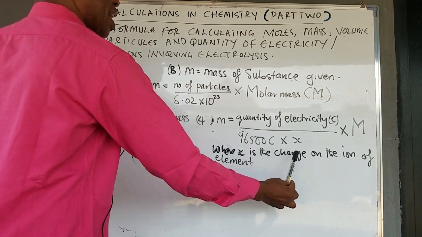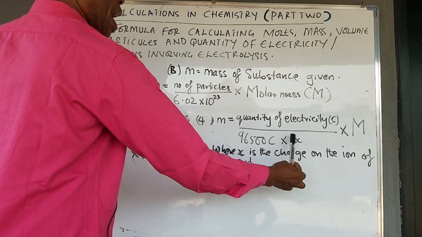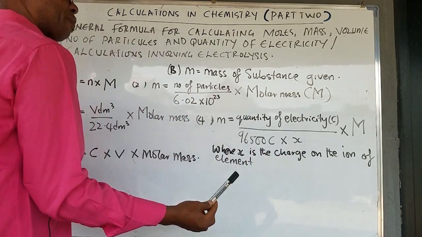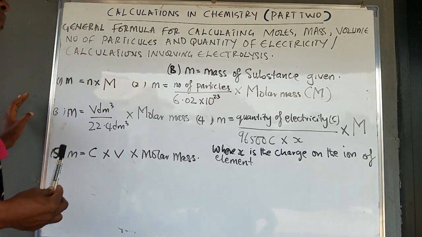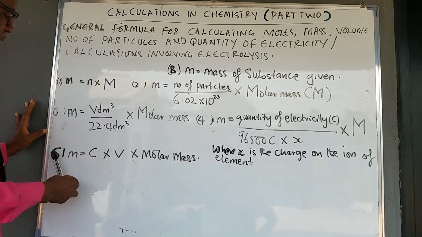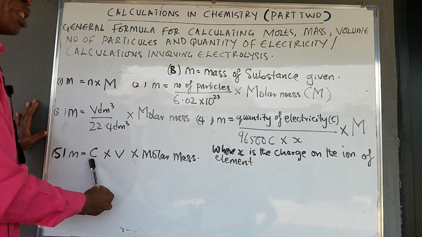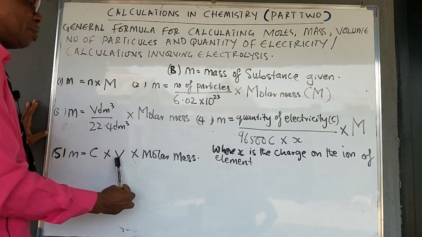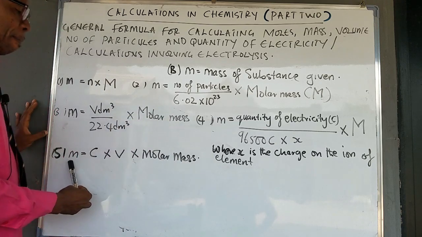This X is the charge on the ion of the element. It could be, for the case of copper, 2. In the case of aluminium, 3, and so on. Silver, maybe 1. Now, if you look at this case, you are given the molar concentration, you are given volume, and perhaps molar mass. You can still find M.